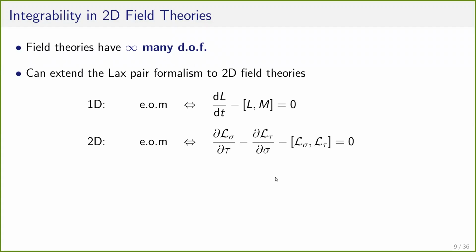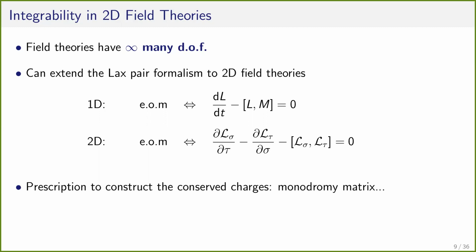So for two-dimensional field theories, if you can recast the equations of motion as a flatness condition for this Lax connection, curly L, then you call your theory integrable, and similarly to the one-dimensional case, there is a prescription on how to construct a tower of conserved charges. I don't want to go into detail, but this is through the monodromy matrix. So therefore, we have a good definition of classical integrability for two-dimensional field theories.